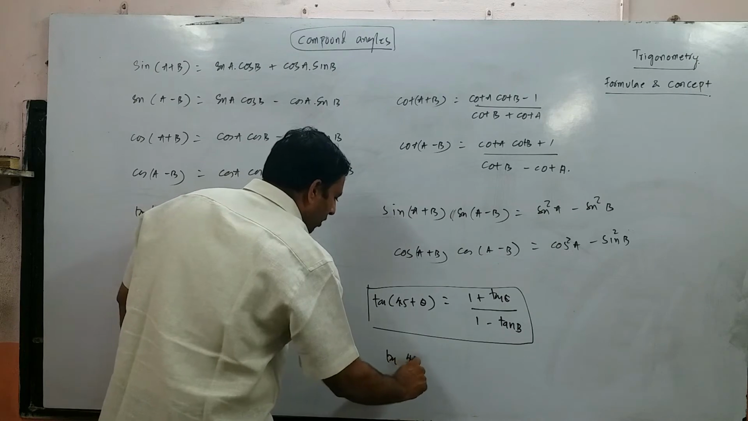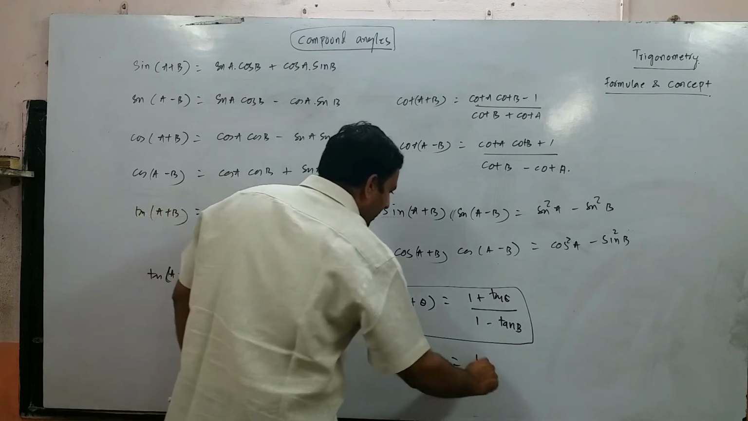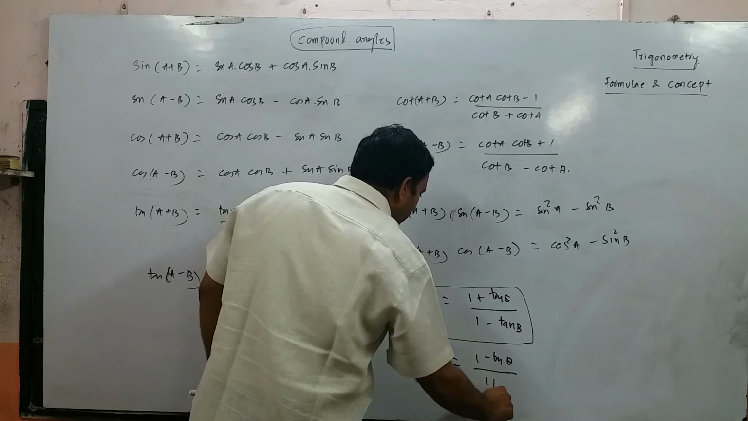Similarly, if I ask you tan of 45 minus theta, it will be contra of that: 1 minus tan theta by 1 plus tan theta.